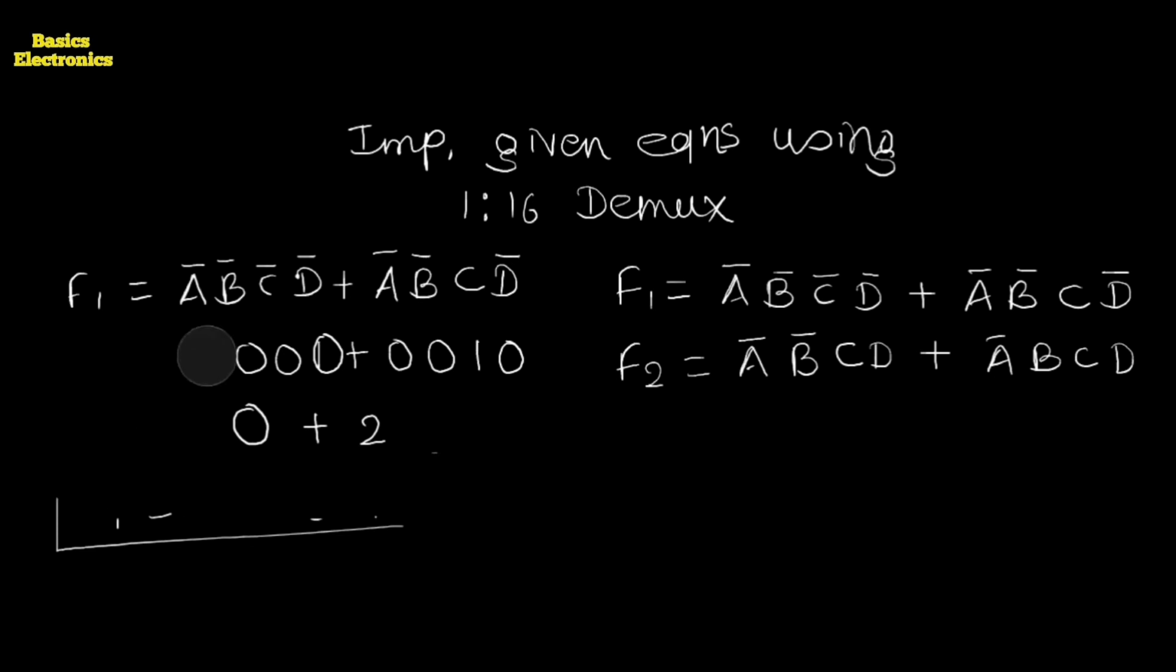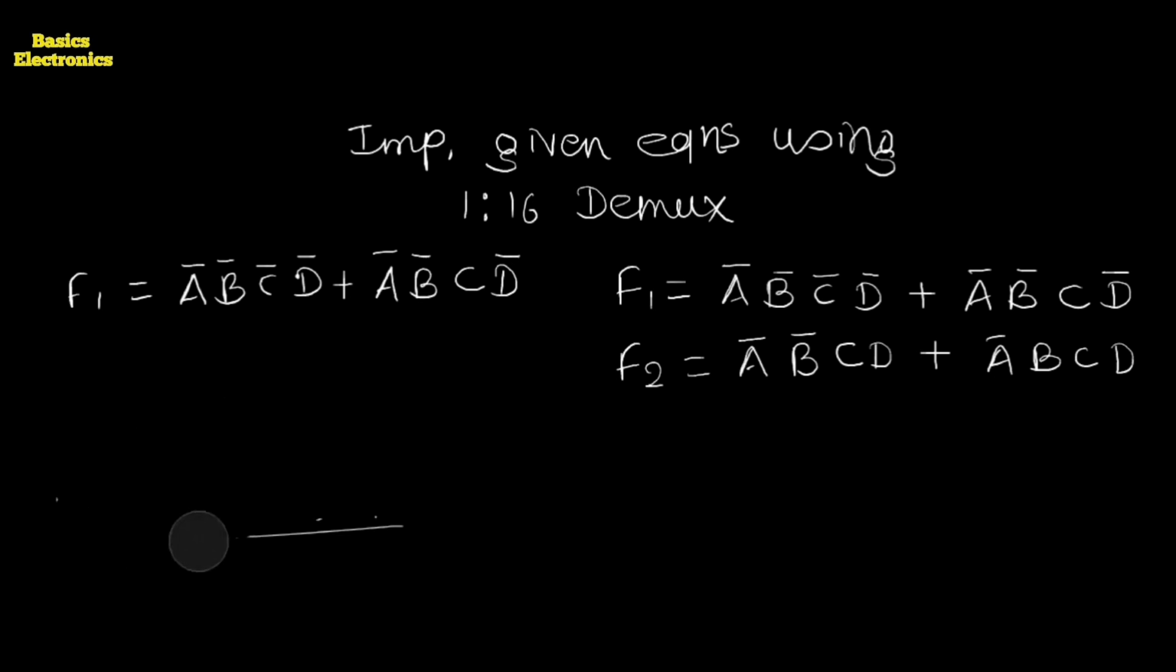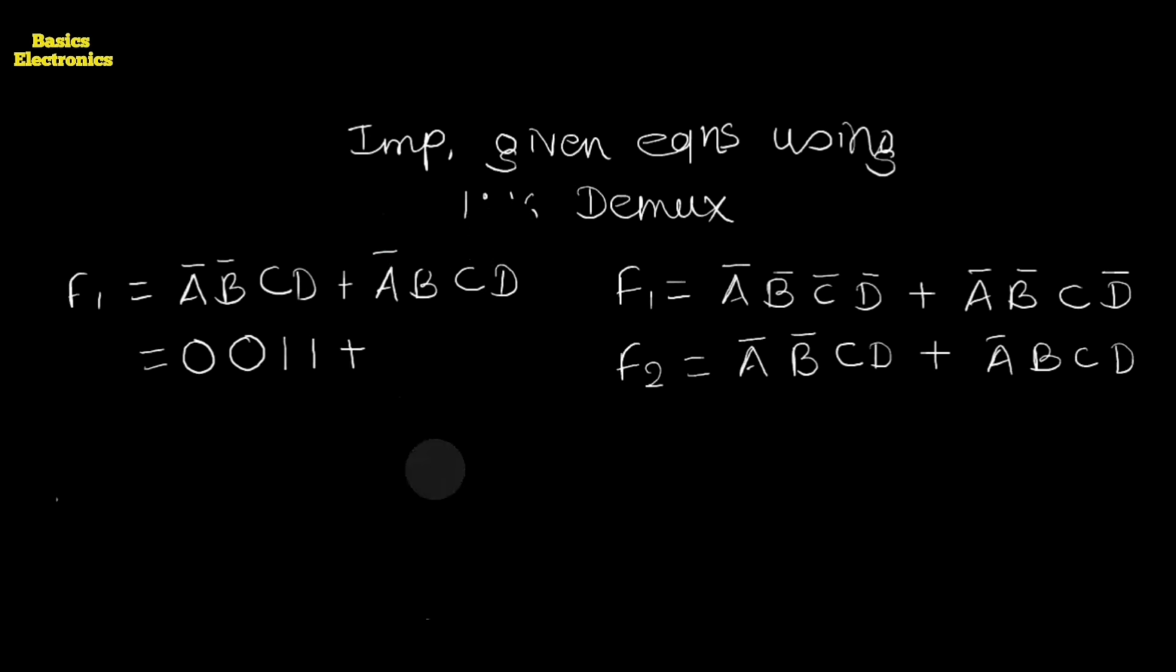Okay, in F2 there is A bar, B bar, C and D. Here we put A bar means 0, B bar means 0, C means 1 and D is again 1. Plus, what is there? A bar, B, C, D. A bar means 0, then B is 1, C is 1 and D is 1. Then its equivalent is 3 plus 7.